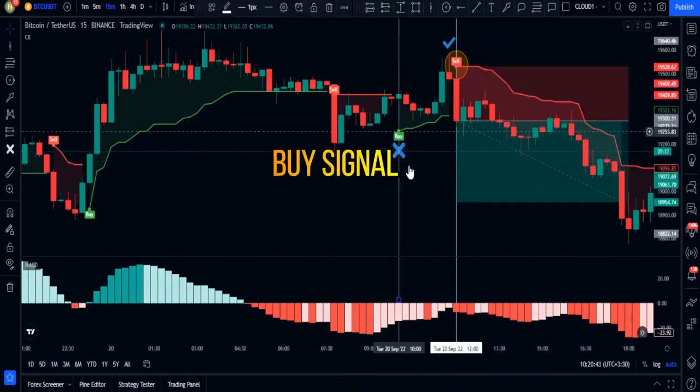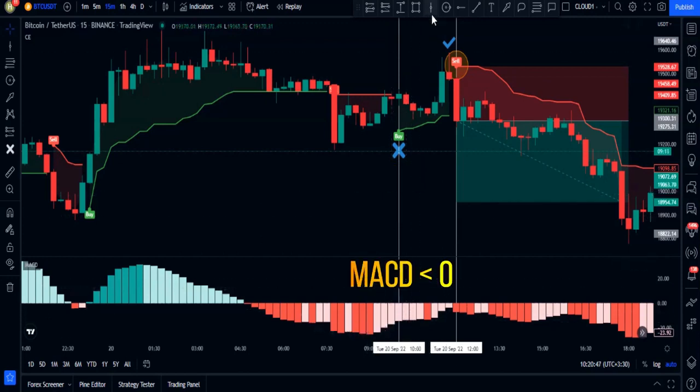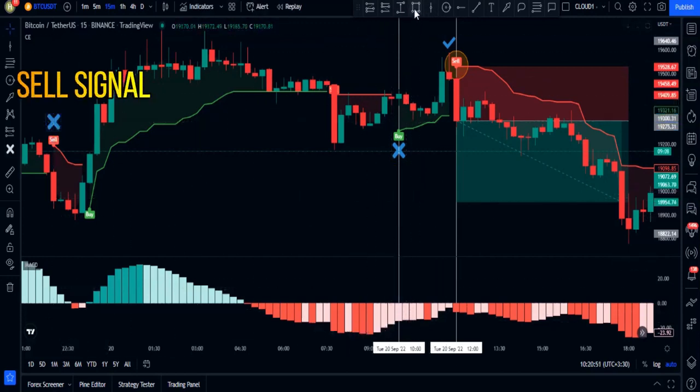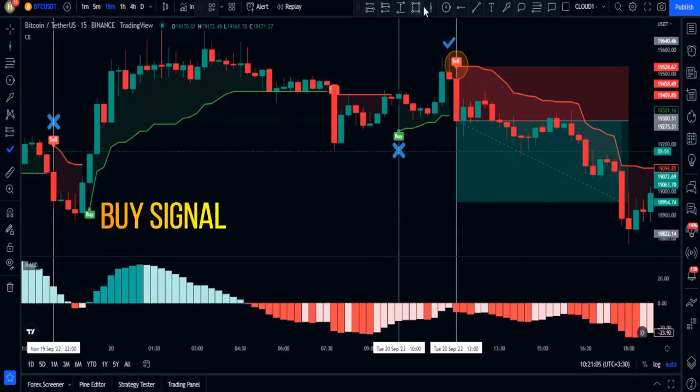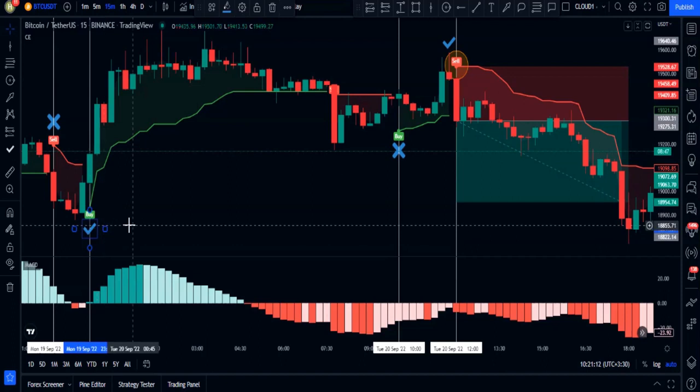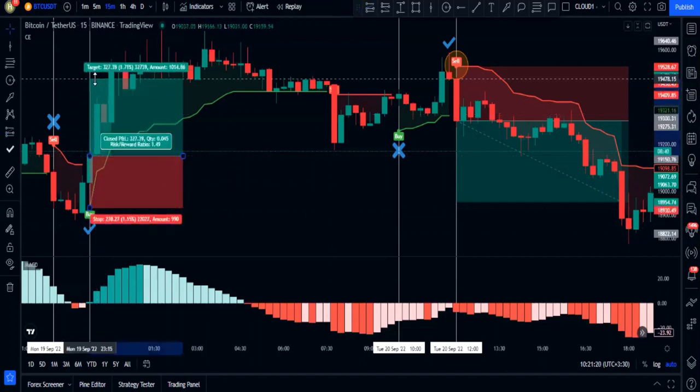This buy signal is invalid because the histogram of the MACD is below the zero level, and also this sell signal is invalid due to the MACD indicator. But the next signal is valid because it is a buy signal and the histogram of the MACD is above the zero level. What about some other time frames?